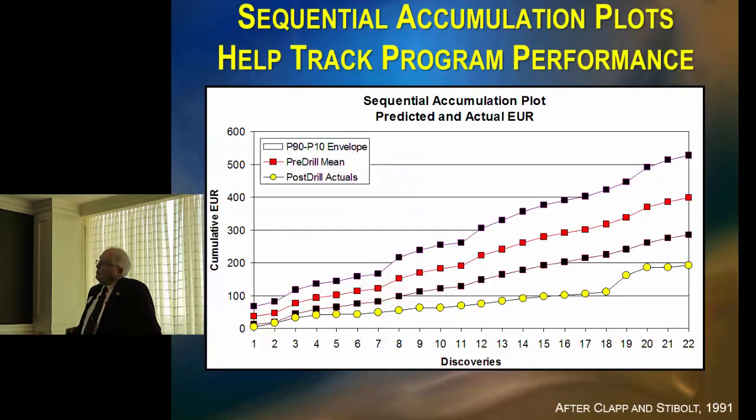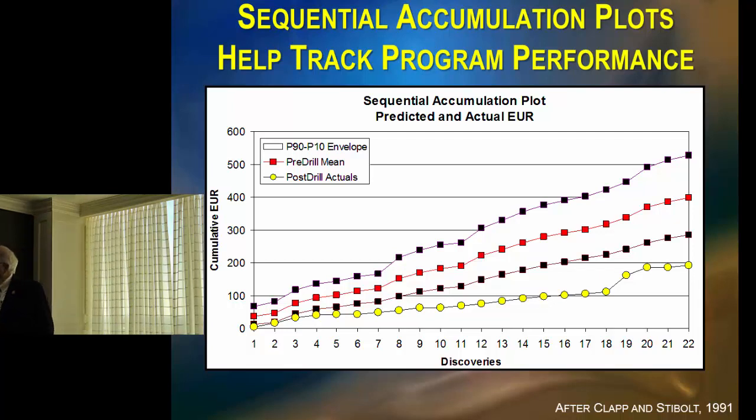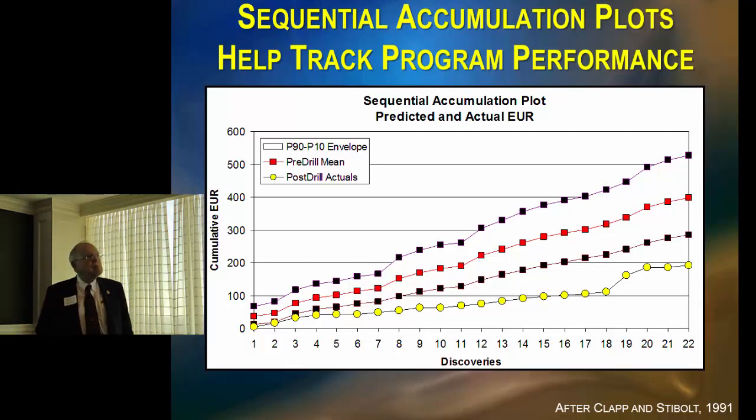Here's another one from ARCO in the 1980s. They looked at 22 consecutive discoveries. The two black squares represent the envelope, the P10, P90 envelope of expectation. The red is the mean of that distribution. And the yellow represents what actually was found. You can understand that after 22 of those, ARCO says something's wrong with the way we're evaluating projects. We'll come back and look at this slide later.